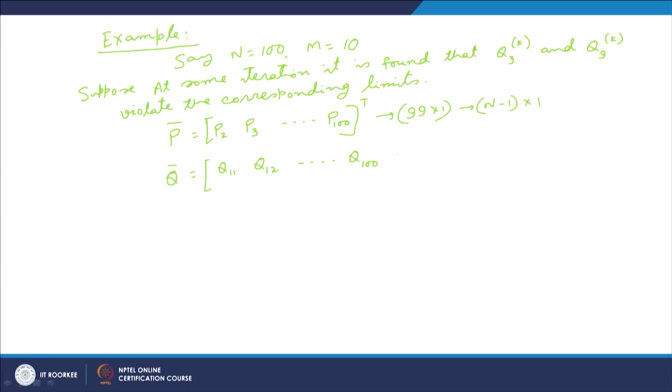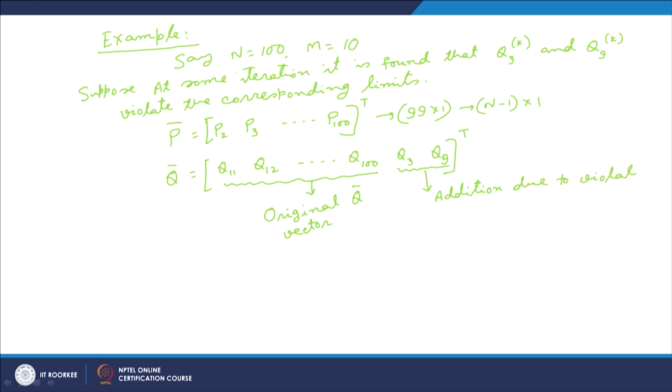So then therefore for this we will have extra 2 elements. So, this is the initial case. So, this is the initial original. This is the original Q vector. And this is the addition due to violation in Q limits.